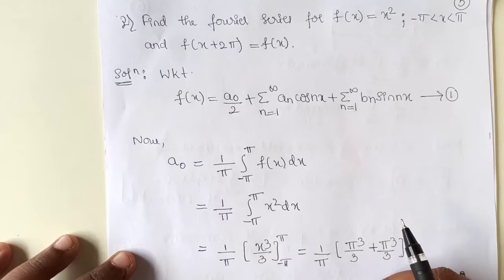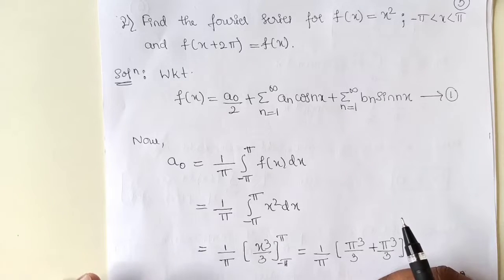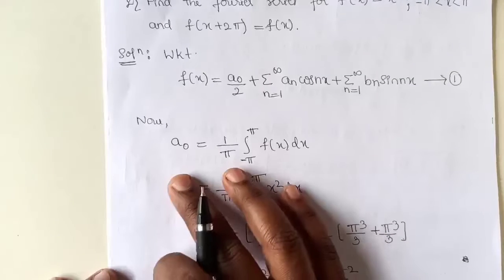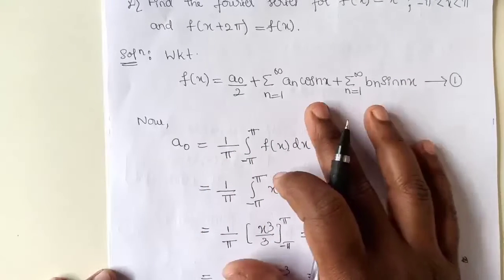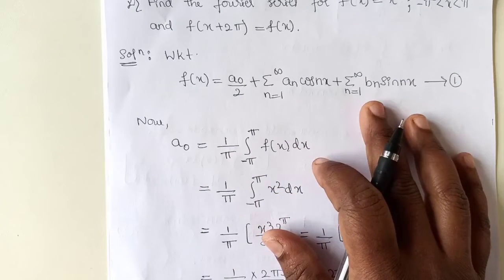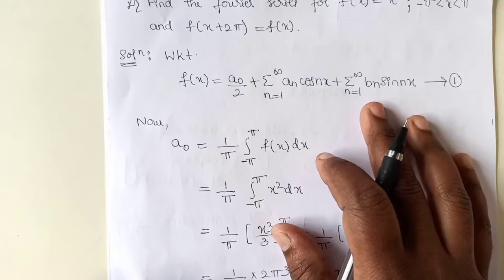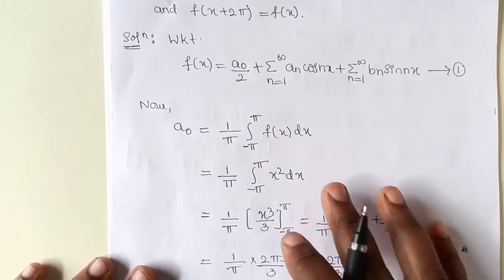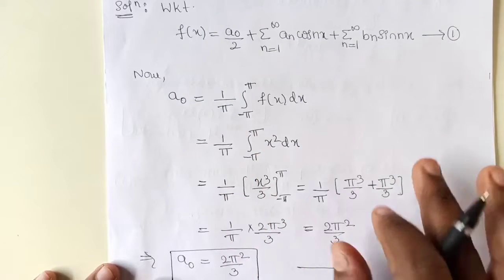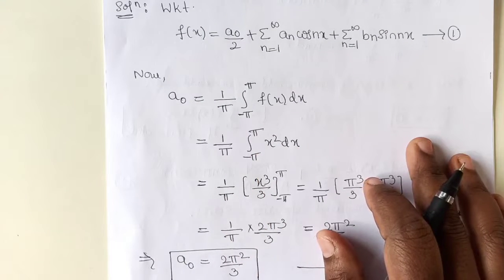Like this you can solve any problem. So that means you have to find out the a naught value, an value and bn value by using that Euler's formula. But you have to integrate carefully. So integration and applying the limits part is very important.